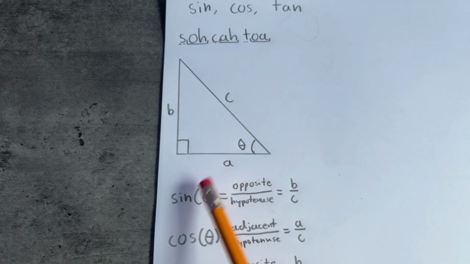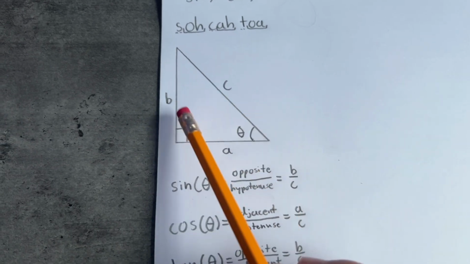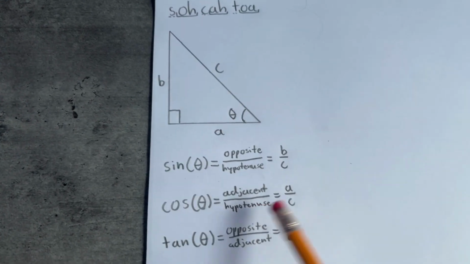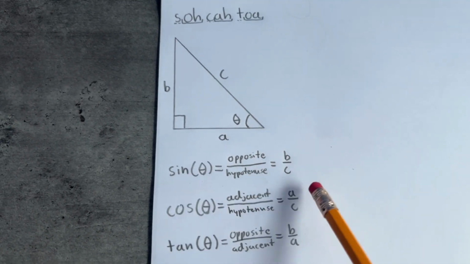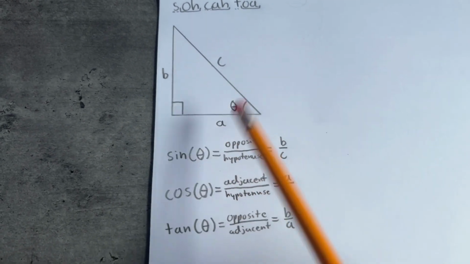As you can see, if you take sine of this angle, which is theta, it is b over c because it's the opposite leg over the hypotenuse. With cosine, it's the adjacent leg over the hypotenuse, so a over c. And with tangent, it's the opposite leg over the adjacent leg, which is b over a.